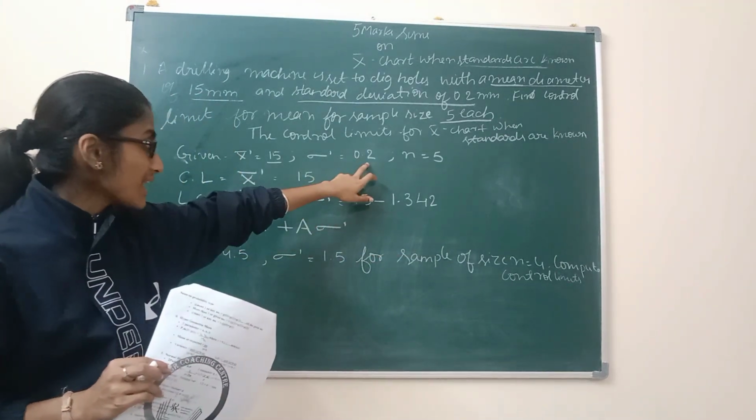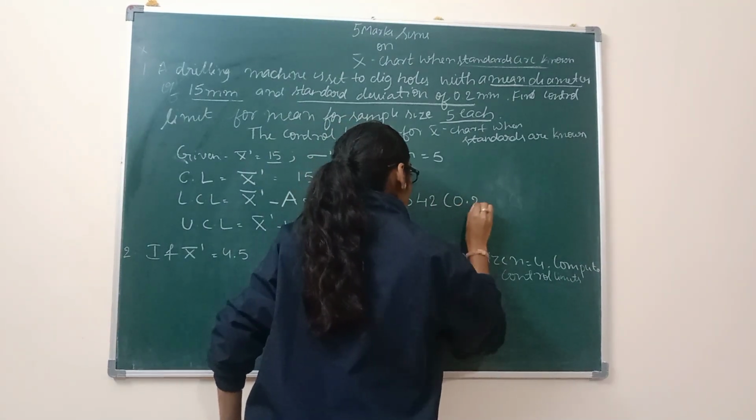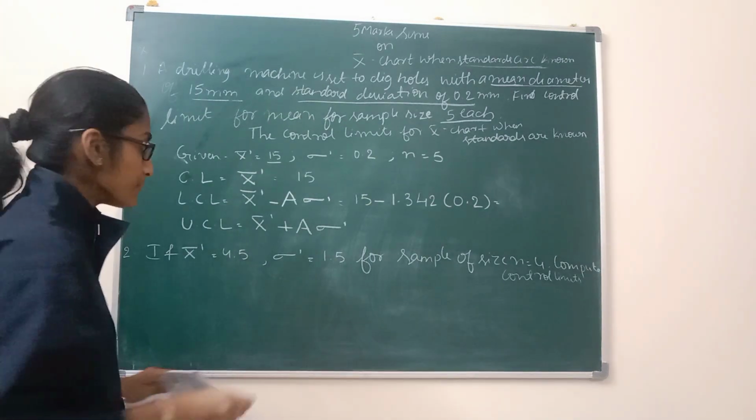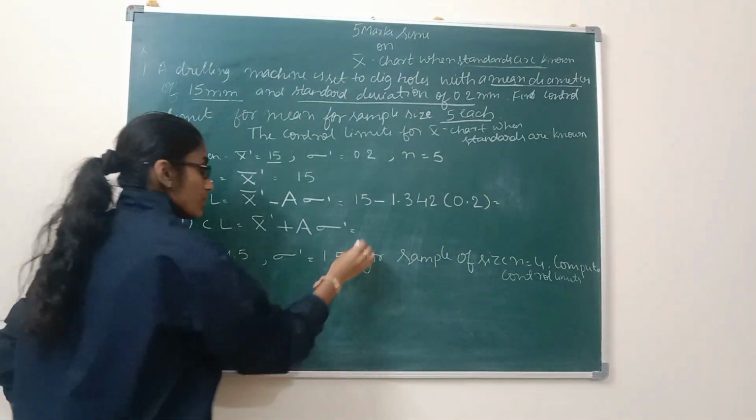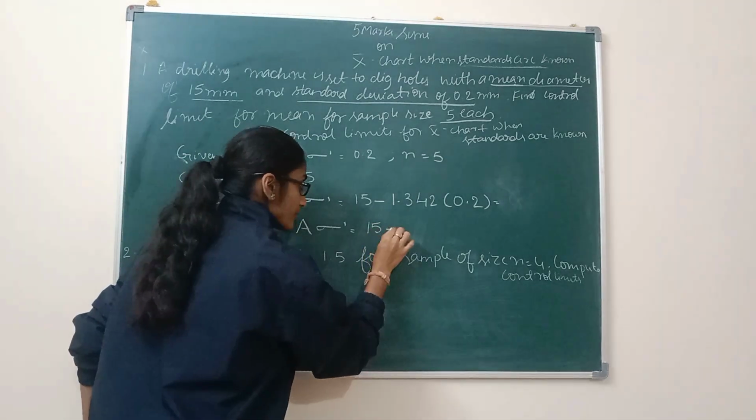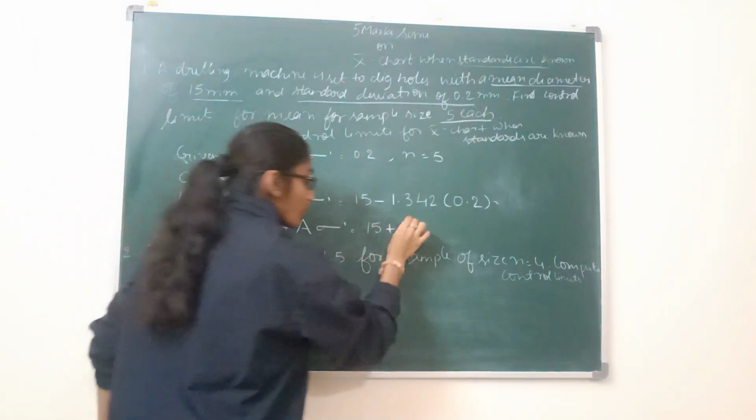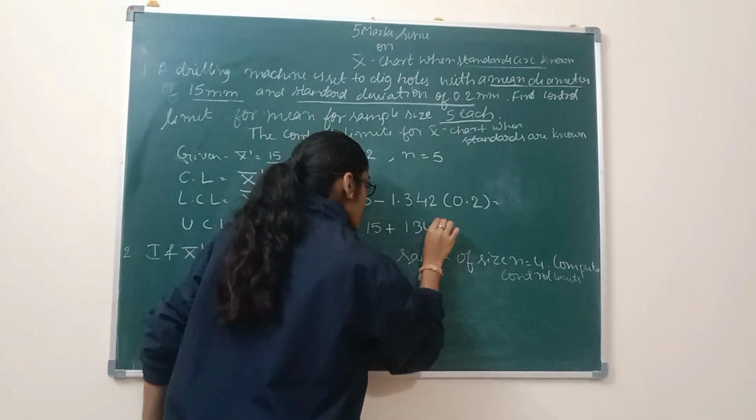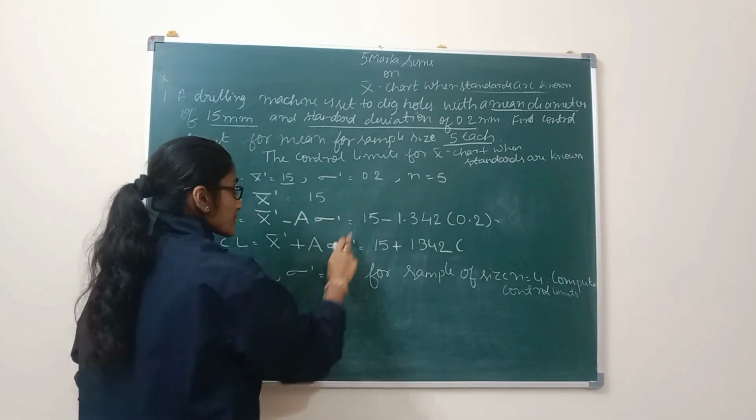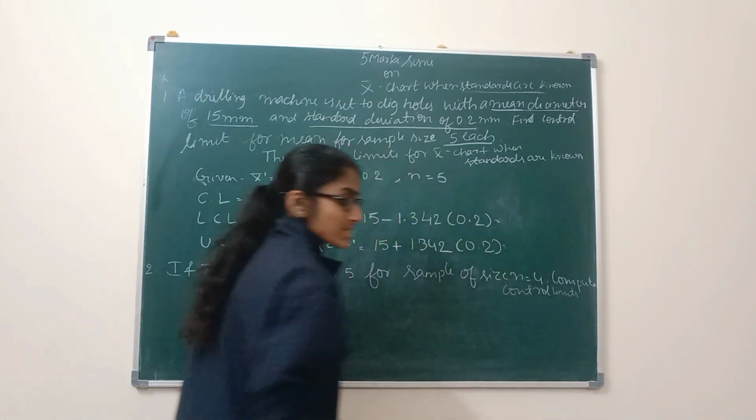What is the sigma value we have? 0.2. So the sigma value is 0.2. After substitution we will solve the answer. Now next, we have X bar dash value 15, so 15 plus A value, which we know is 1.342, into sigma dash value, again 0.2. Now let us solve this using the calculator.